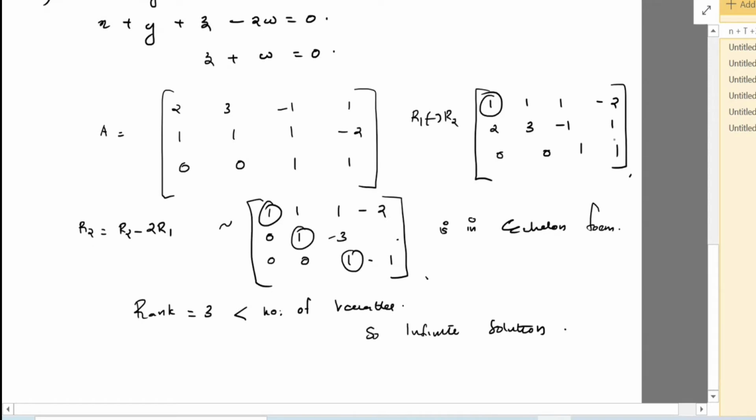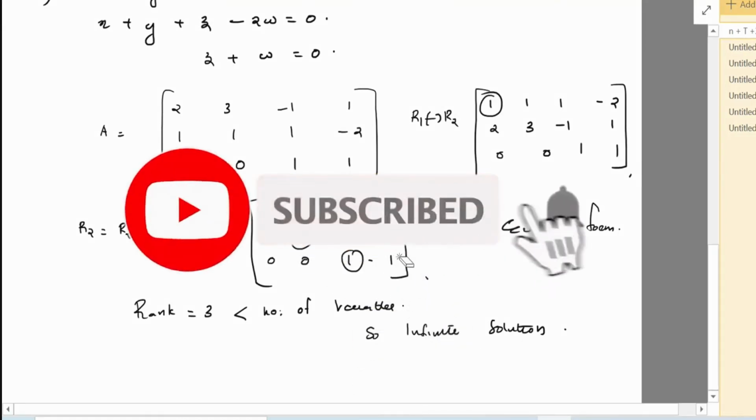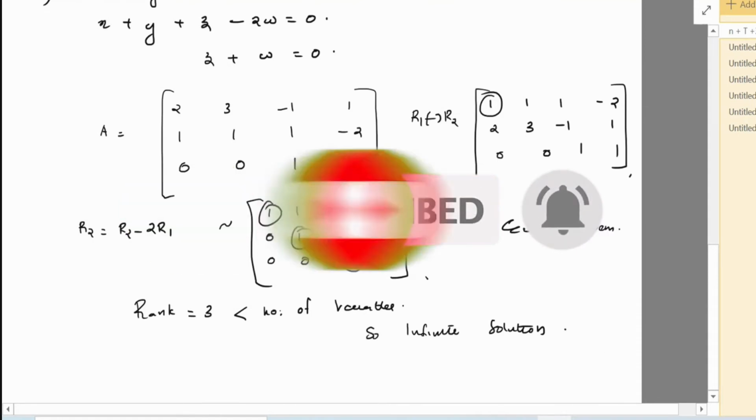R2 minus 2, yes, that is 5. So now, anyway, the rank of that matrix will be 3, which is less than the number of variables. So it has infinitely many solutions. If rank is less than the number of variables, there are infinitely many solutions.